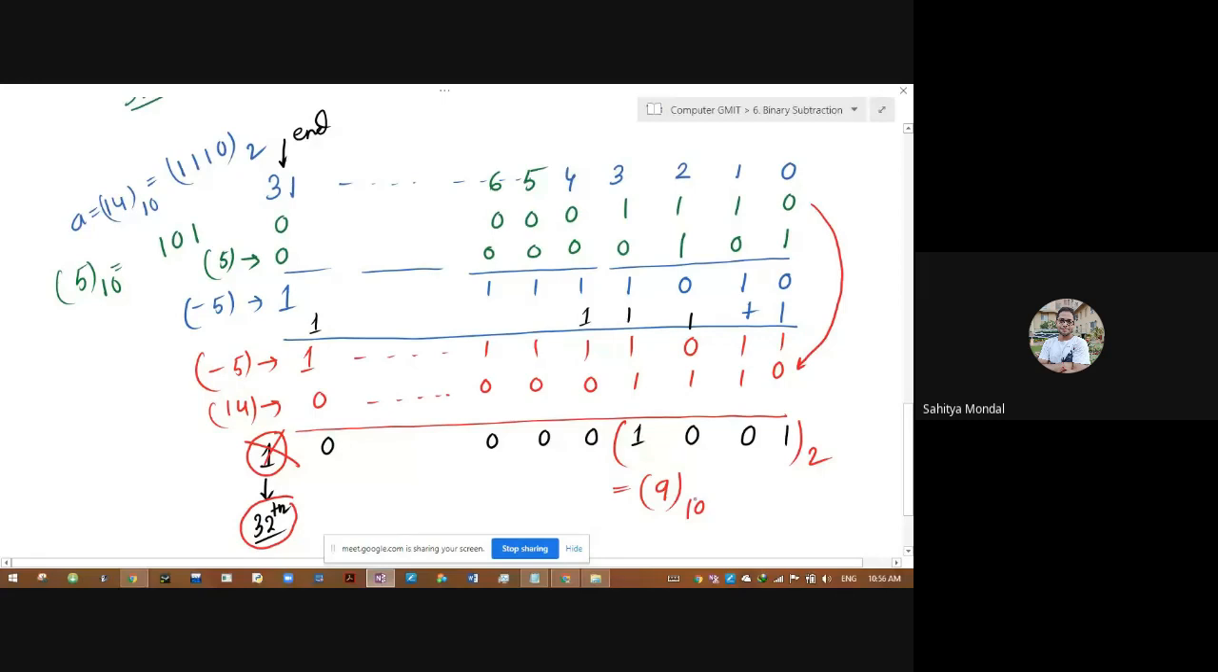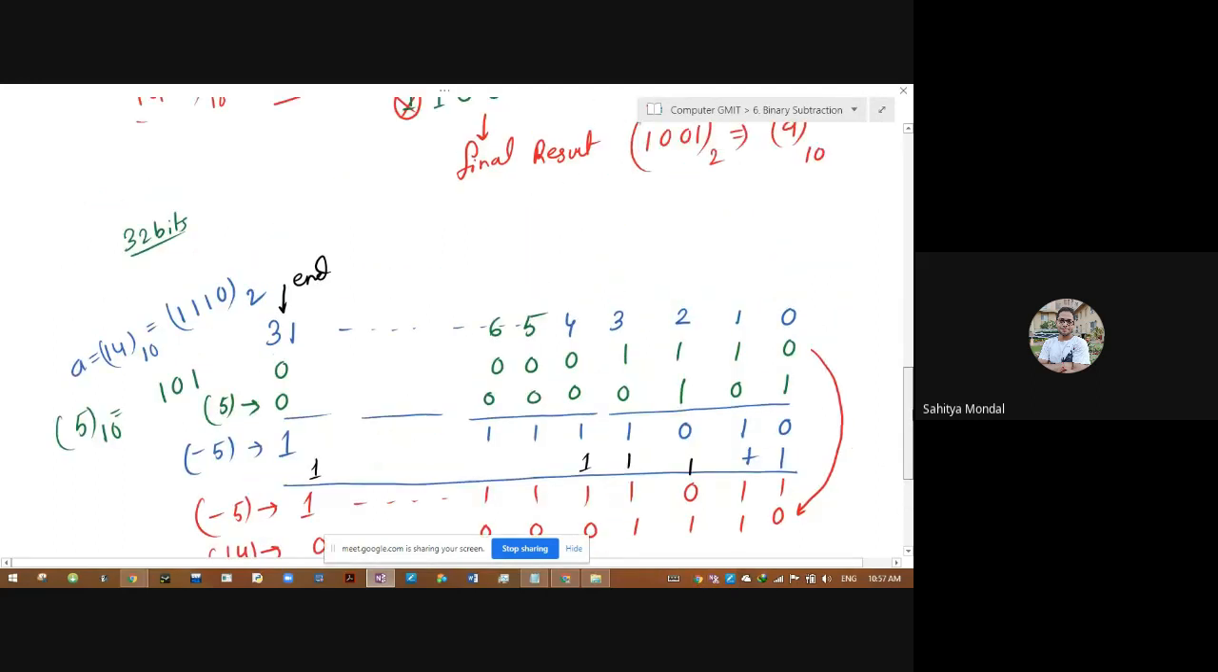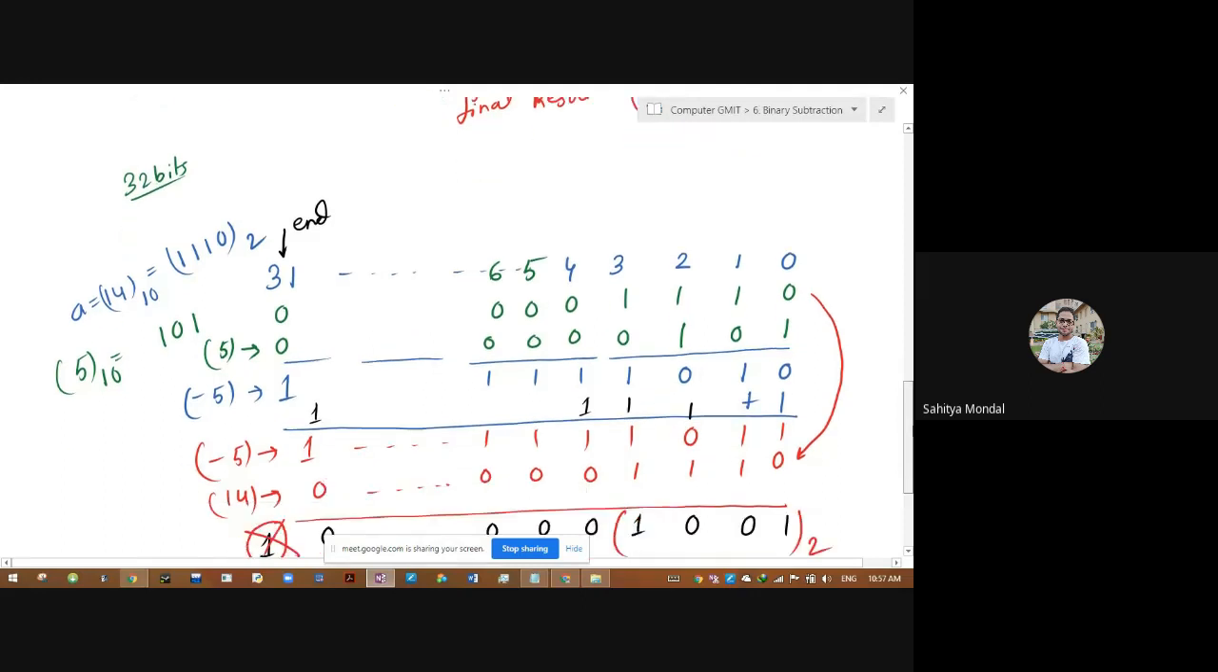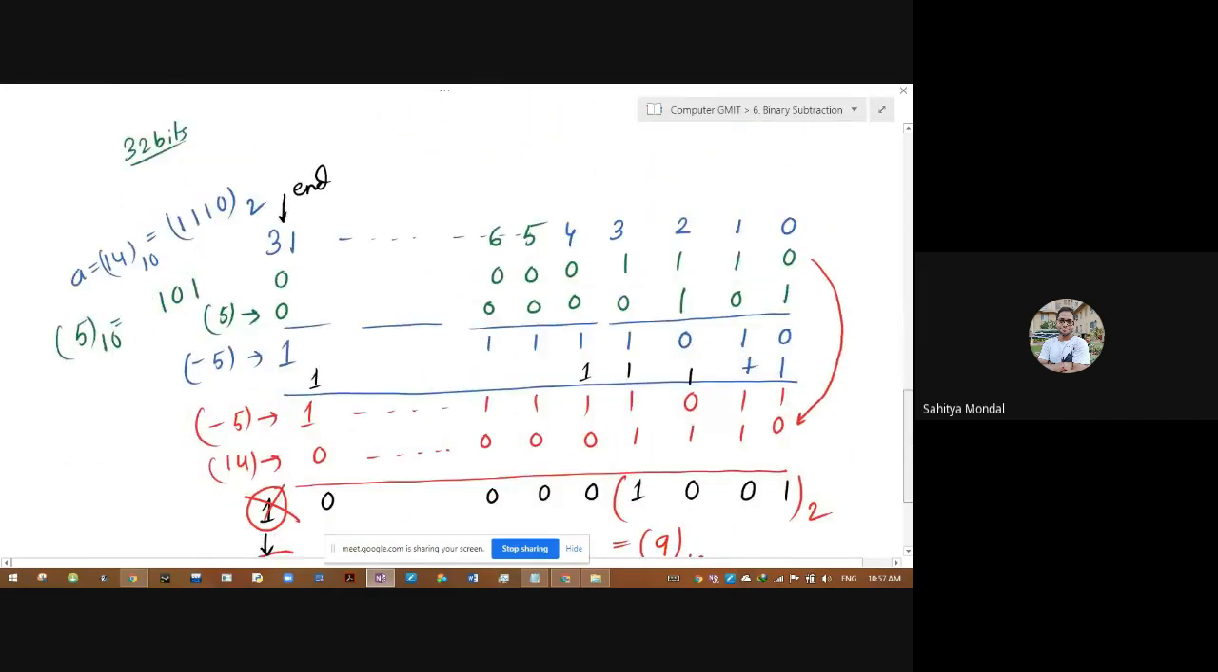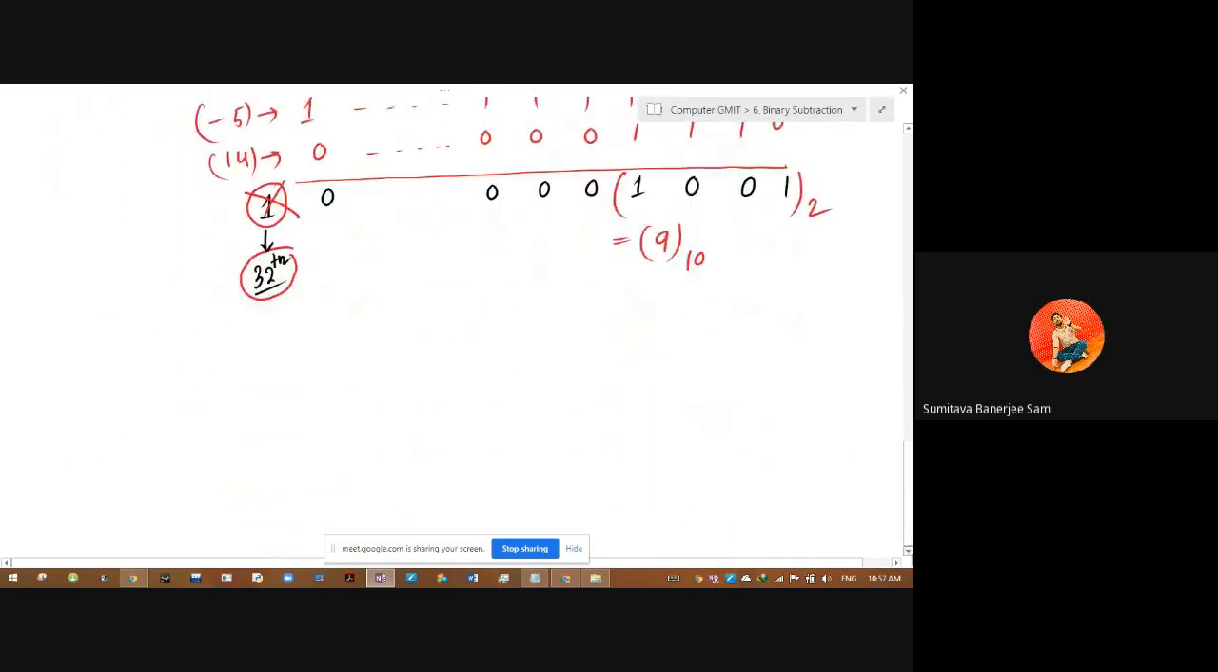Actually the computer will do it in this 32-bit manner, but for discussion purposes assume that we will explain with 4 bit or 8 bit, not more than that, because it will take more time, not for understanding, but for writing these 32 bits. Now, is it clear? Yes sir, absolutely clear, sir.